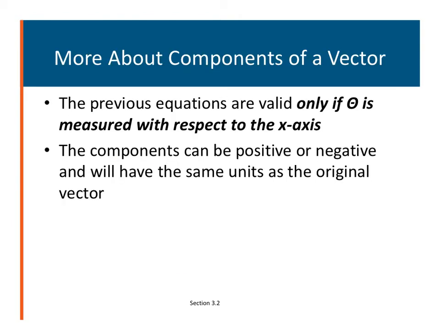One extremely important thing to remember is that those formulas only work if theta is measured with respect to the x-axis. So we must measure the angle from the x-axis. If it's not, then we can change our axis, and we'll talk about that in a moment. The components can be positive or negative, in the positive x direction or negative x direction, positive y direction or negative y direction, but the angle must be from the x-axis. The components also have the same units as the original vector.